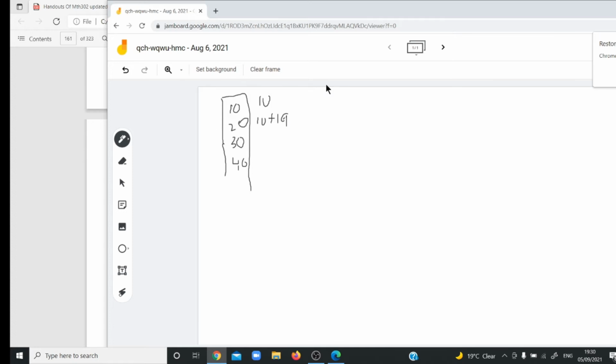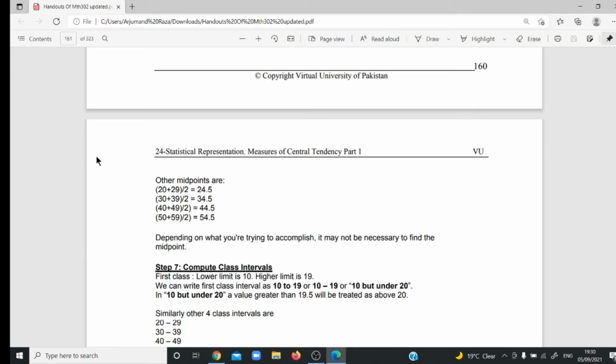In exclusive, we'll say, okay, till 20 it will be there, the next one will start from 21 till here, so that is exclusive. But this one is inclusive, so the next one we will write 10 again, then plus 1 less than 30, it will be 29. Okay, then the third one will be 10 plus 1 less than 40, it will be 39. Okay, back to our handouts.